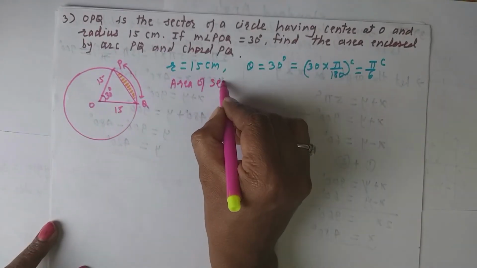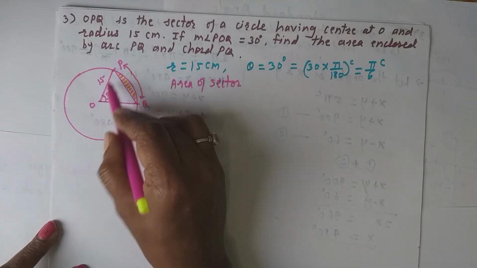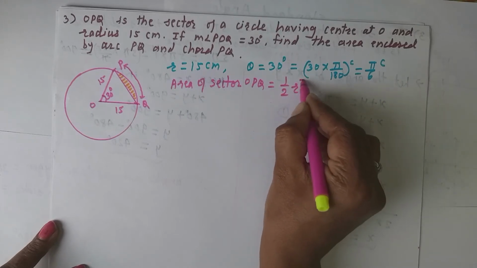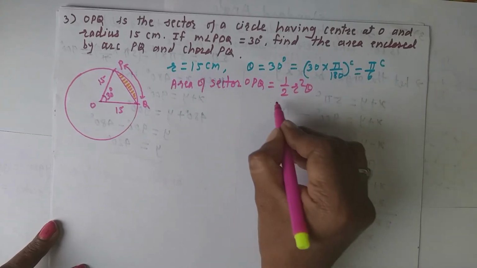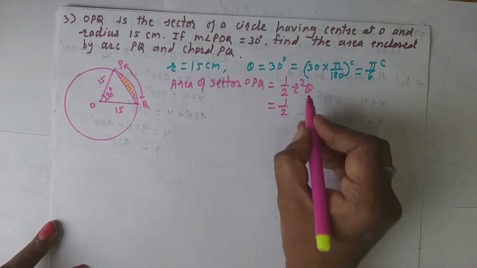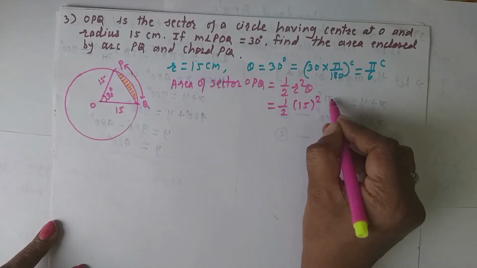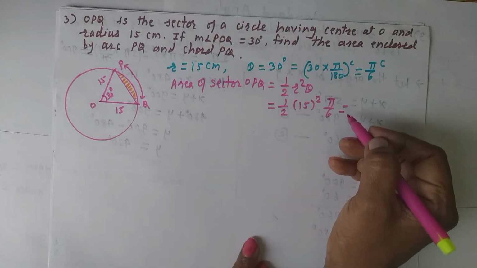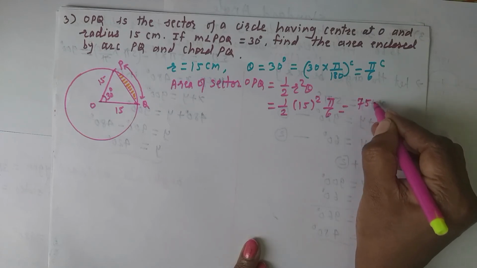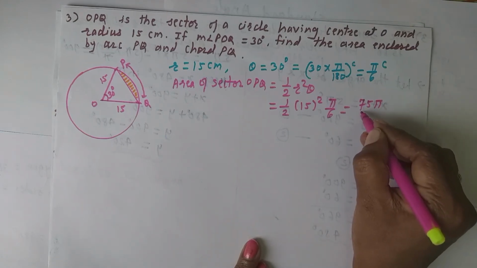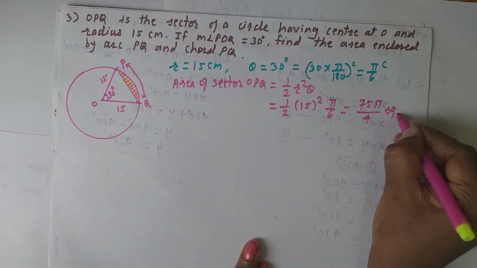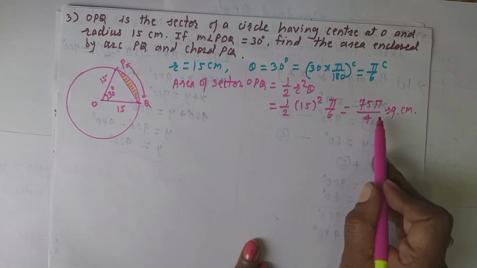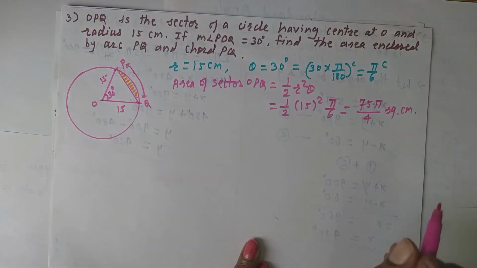Therefore, area of sector. What is a sector? This is sector OPQ. Area of sector OPQ is equal to half r square theta. Then you keep the value of r. What is r here? 15. And what is theta? That is pi by 6. Now you simplify this, and after simplification I will get 75 pi divided by 4 square centimeter.